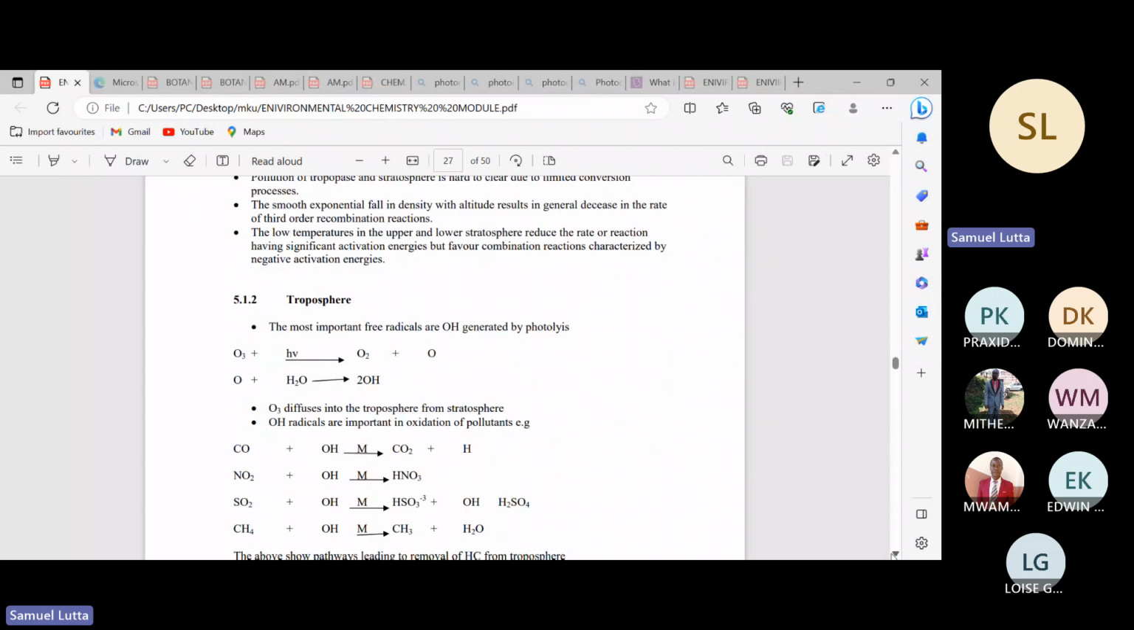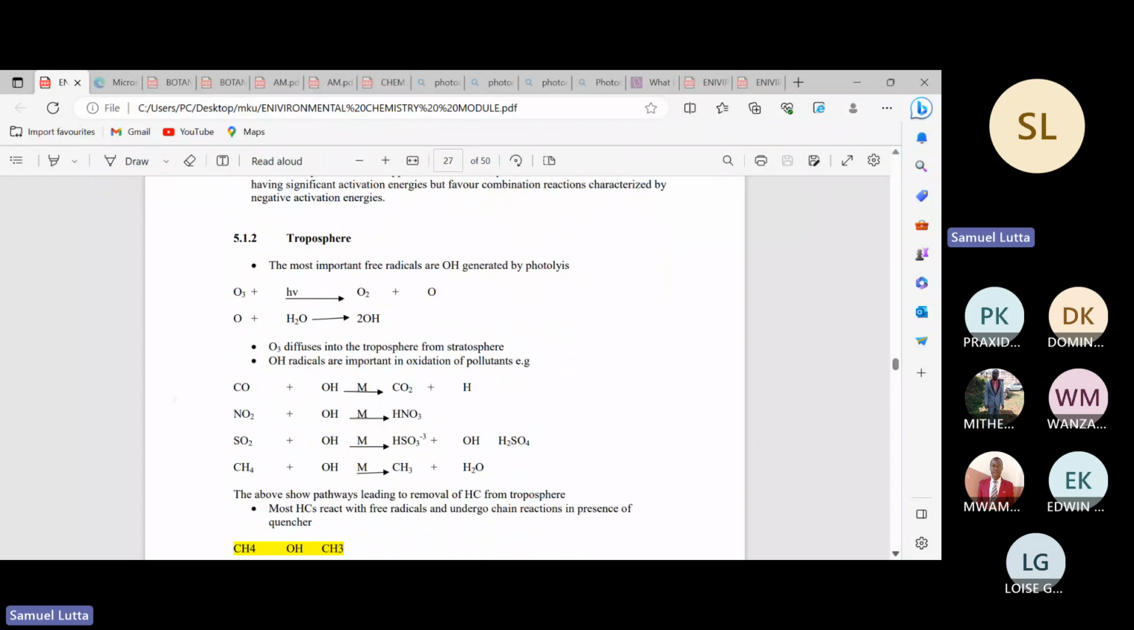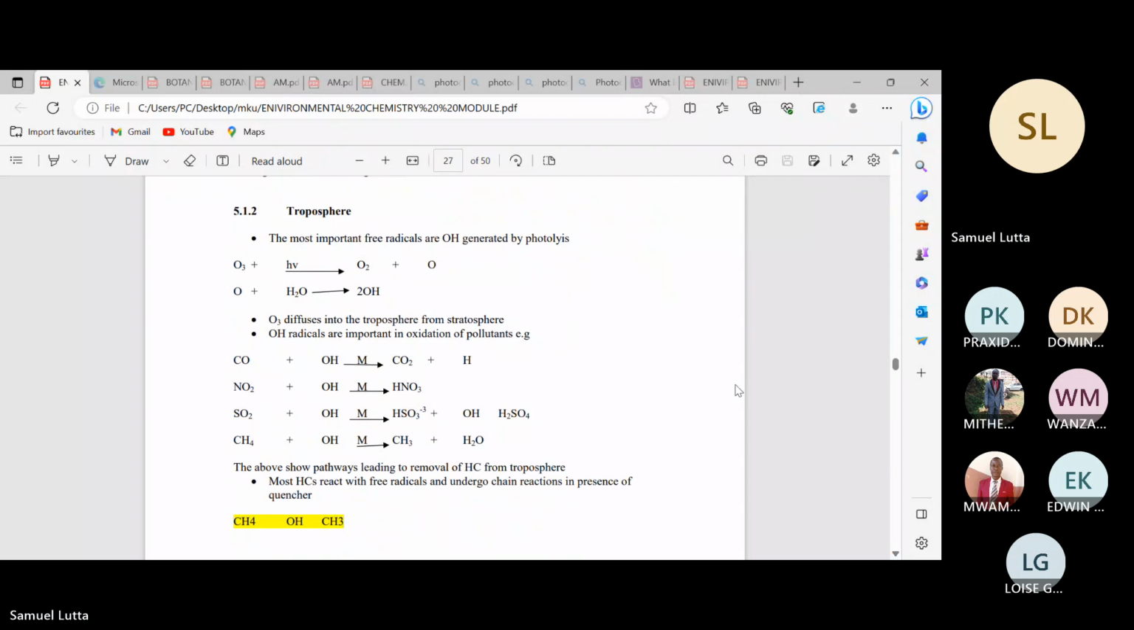So ozone diffuses into the troposphere from the stratosphere where we have life. And what happens is that the oxygen radicals are important for oxidation of most of the pollutants. So you can see in the second equation, the carbon monoxide, when it combines with the hydroxide radicals, what you get is carbon dioxide plus water.